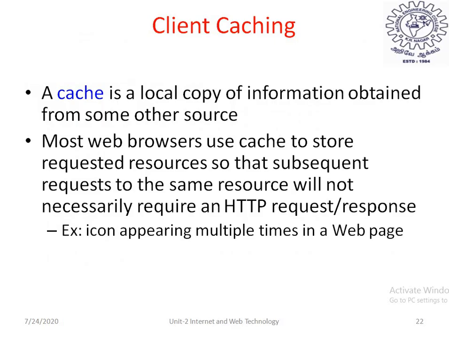Next we move on to client caching. Cache is nothing but a local copy of information obtained from some other sources. Say for example, if you are requesting a particular document in internet, the server in turn receives a request and processes a request and sends back the response to the client. Once again the client requests the same document. At that time you need not go to the HTTP server again. For that purpose only cache is used.